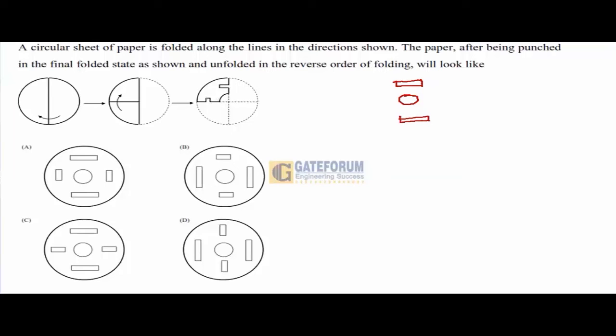Now let us look at this one. This is a smaller cut which is on this side, but because you will now flip this also open, that will go on to this side also. So this is basically what the opened sheet will look like, reverse order. And as we can see, only option A is agreeing to that particular stuff. So that would be the correct option.